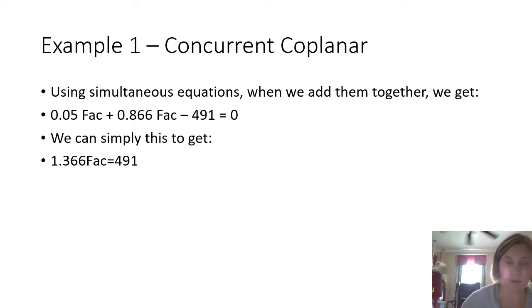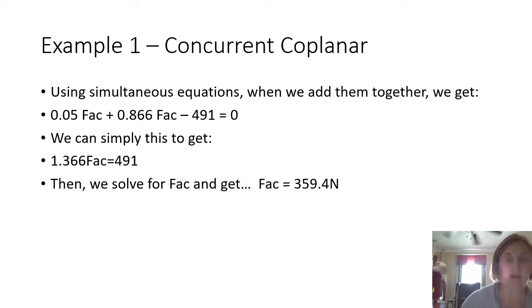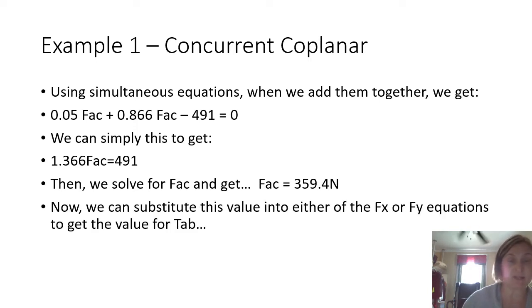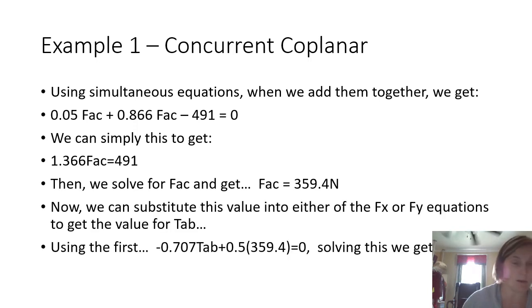So now we can just basically solve this, okay? And we get a value of 359.4 newtons. So we've got one of our answers already. Now we're going to take this number and substitute it into either the original FX or the original FY equation to get the value for TAB. What I did is I used the FX equation. This is the FX equation.